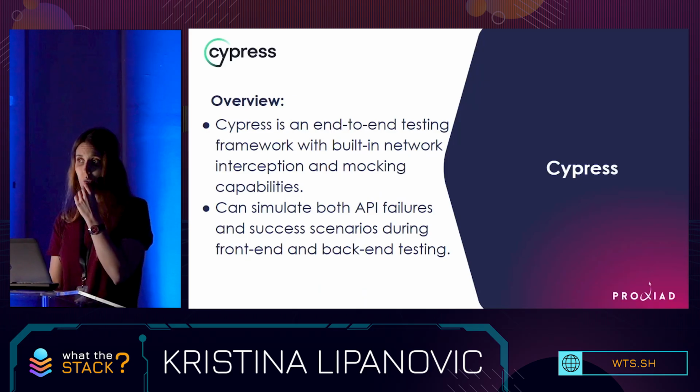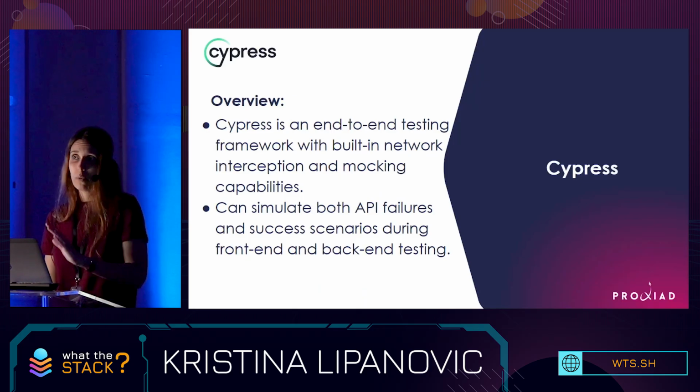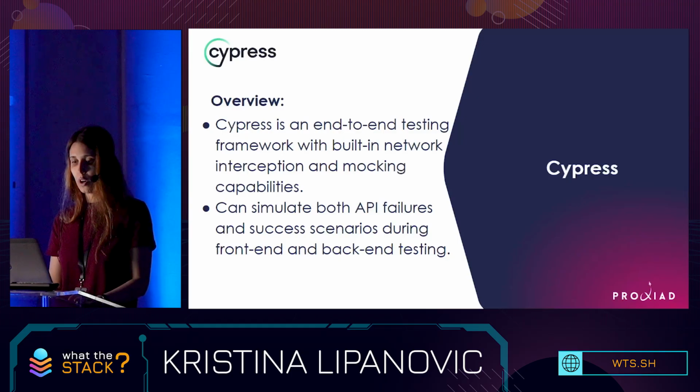So I think you're very well acquainted with Cypress, some of you, I mean, the ones that work as quality assurance engineers. It's an end-to-end testing framework with built-in network interception and mocking capabilities. And it can simulate both API failures and success responses during front-end and back-end testing. So we use Cypress for both back-end testing.